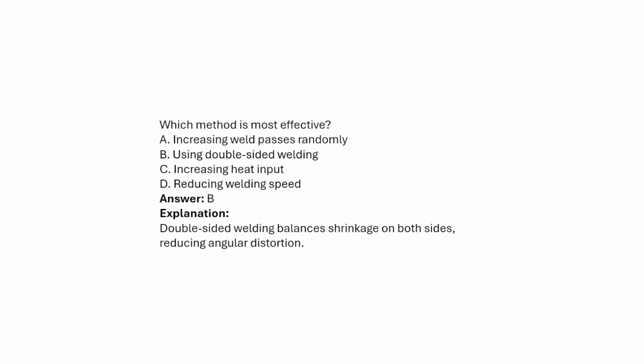Which method is more effective to reduce the angular distortion? One is increasing the weld passes randomly, using double side welding, increasing the heat input, or reducing the weld speed. So the answer would be B, use double side welding. Double side welding balances the shrinking on both sides, reducing the angular distortion.